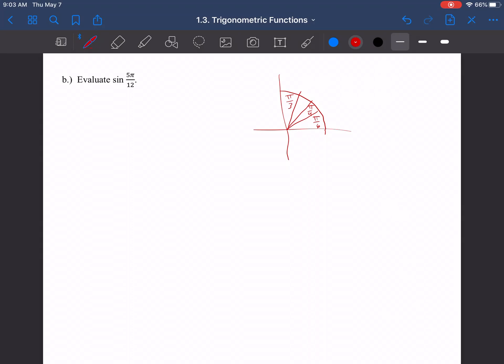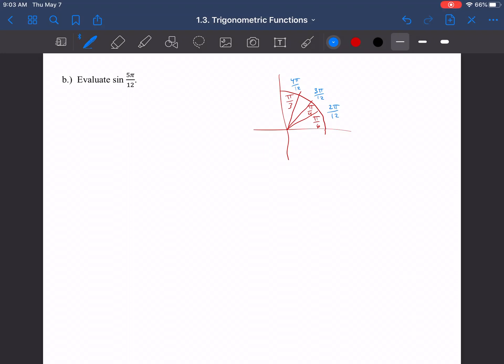But if we change their denominators, I can make this one 4 pi over 12, and I can make this one 3 pi over 12, and I can make this one 2 pi over 12. And if there's some way I can add or subtract two of these together to get me a 5 pi over 12, then I'll have a way to do it.